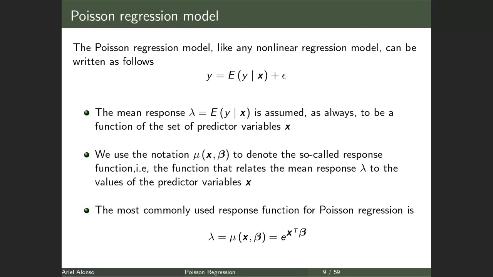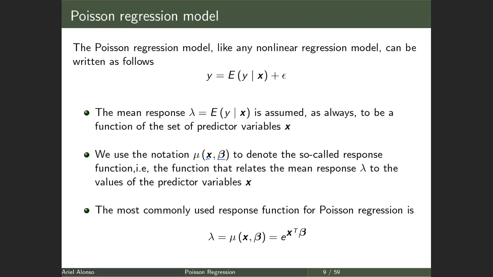Now, the Poisson regression model, you can write it like all nonlinear regression models in this way. We have seen that before. You have the response, and you decompose it as the expected value given the covariates plus some error term. Now, this mean response is assumed, as always, to be a function of certain predictors. In our case study, these predictors are city and age. We will use the following notation for the mean, mu of x comma beta, because this mean may depend on a vector of covariates, and of course, parameters.